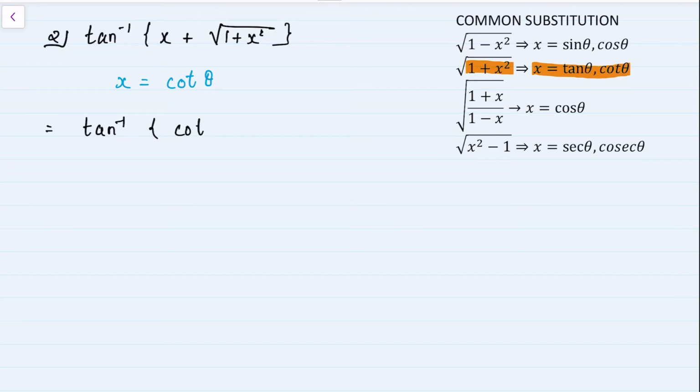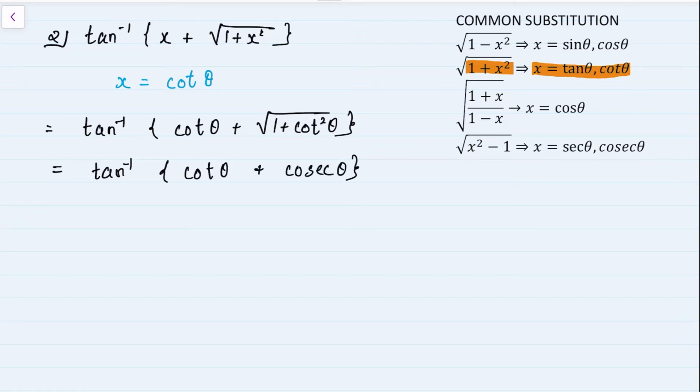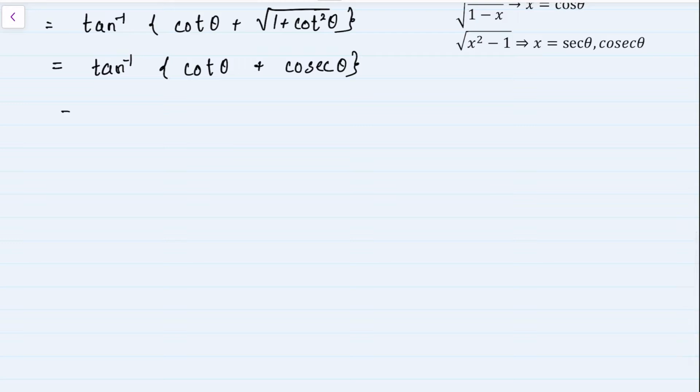Now the step becomes tan inverse of, instead of x we will write cot theta plus under root 1 plus cot square theta. Now inside the bracket we can write cot theta plus root of 1 plus cot square, which is cosec square, and the root of cosec square will be cosec theta. Now our first priority has been satisfied. So now we will try to bring the function inside the bracket same as that of outside. So we'll convert cot and cosec in terms of sine and cos.